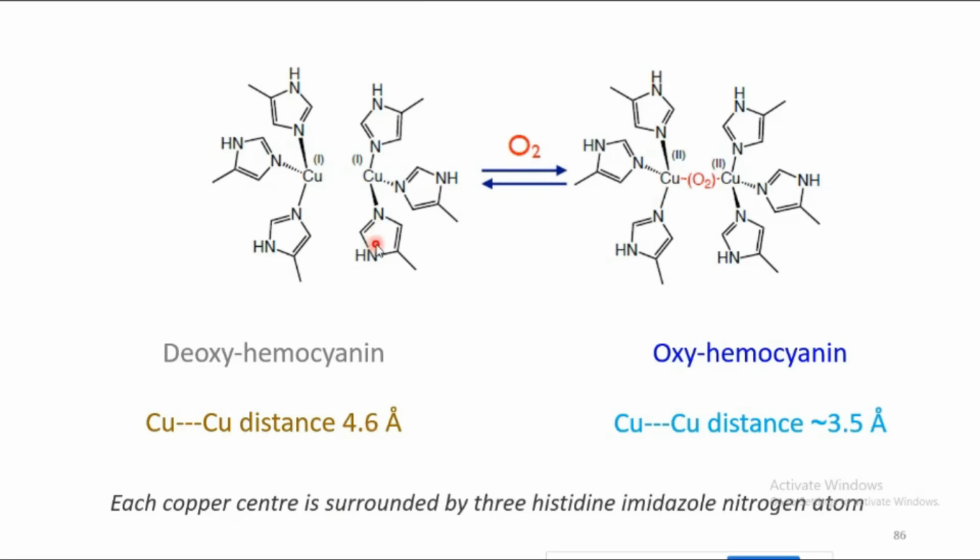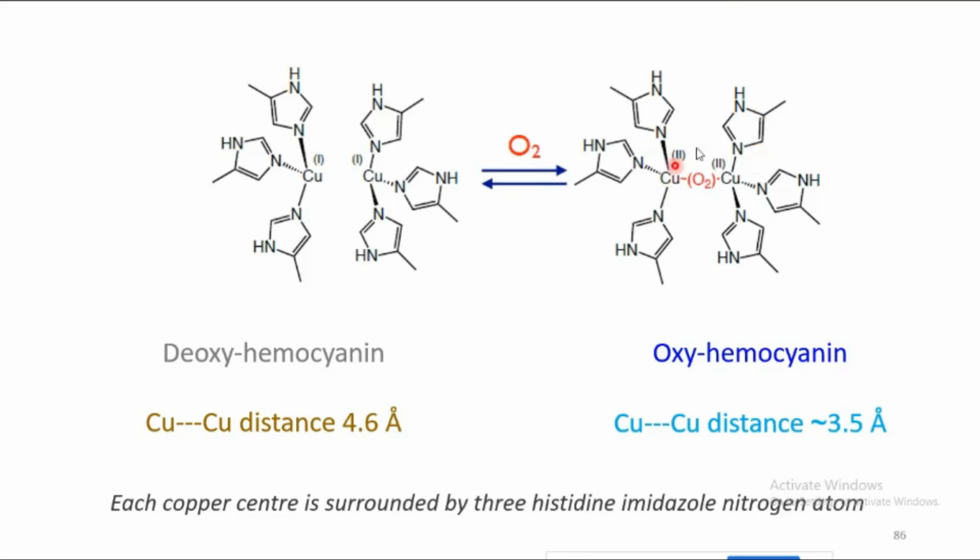So what happens when we expose the enzyme to molecular oxygen? Each copper center will donate 1 electron to the molecular oxygen, and molecular oxygen is reduced to peroxide. So the peroxide binding mode is observed in the case of hemocyanin, whereas in the previous case it is in between peroxide and hydroperoxide, but here it is simply peroxide only. Upon molecular oxygen binding, both copper centers come much closer. A decrease of about 1 Angstrom is observed when the O2 adduct of hemocyanin is formed.